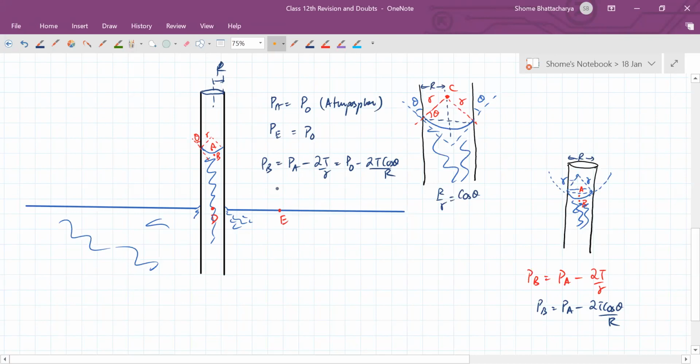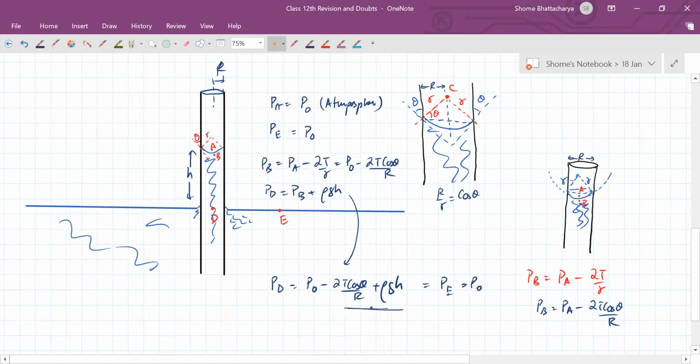And pressure at the point D will become pressure at the point B plus rho g h, where h is this height now. So this is where we get that pressure at the point D is P naught minus 2T cos theta divided by R plus rho g h. And that should be equal to pressure at the point E, which is nothing but atmospheric pressure.